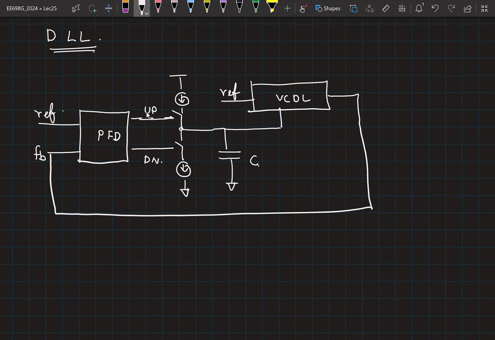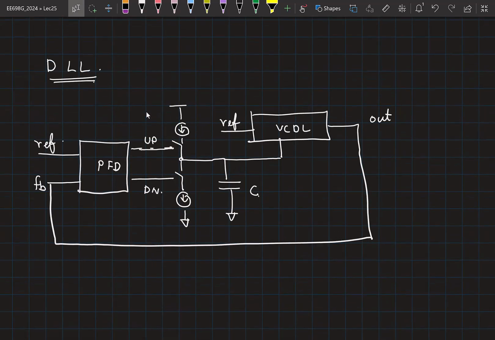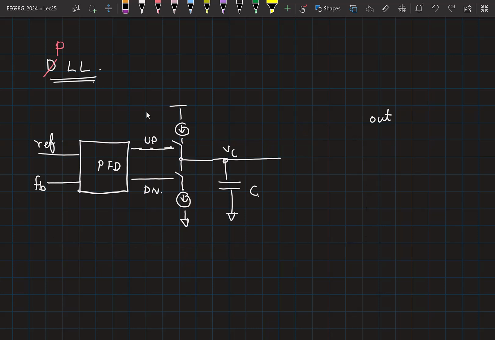So this was the PLL loop that we were working with. You have a PFD that is comparing the reference and the feedback signal. The PFD gives you up and down, which control the up and down currents, and you develop a voltage VC across this capacitance. Now I want to make this into a PLL. What is your suggestion? Remove this part and replace it with a VCO. Yes, so let me do that. Instead of this, I now have a VCO.